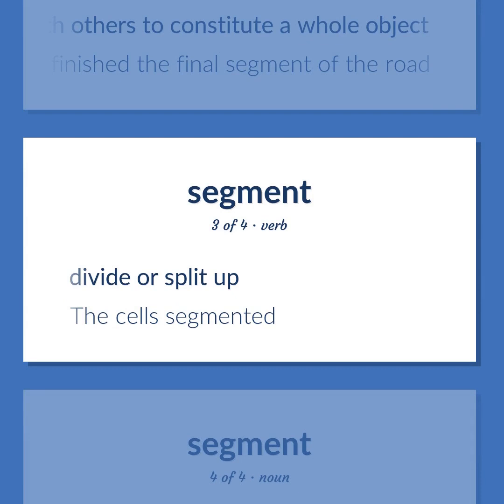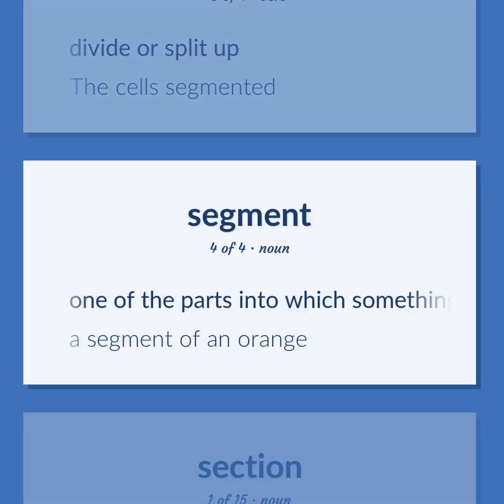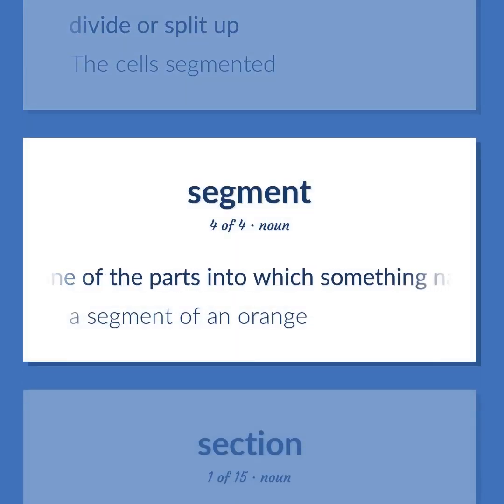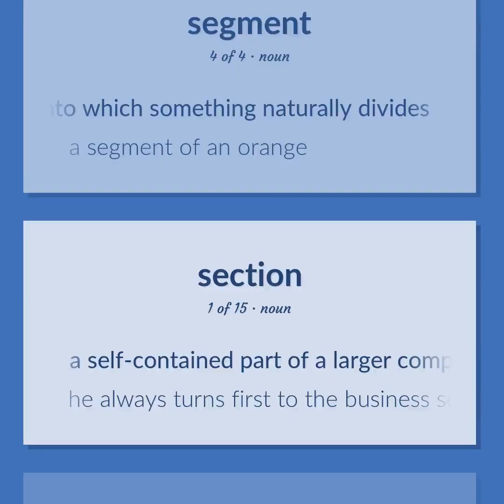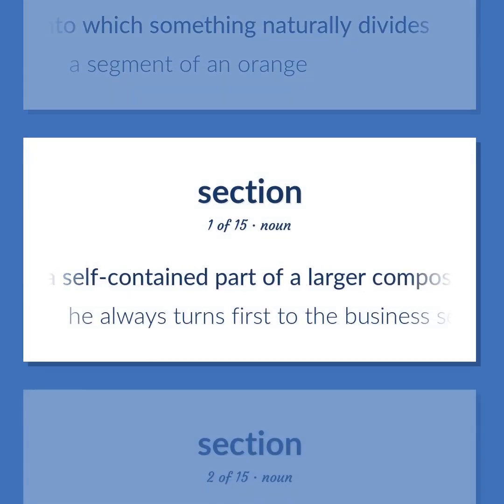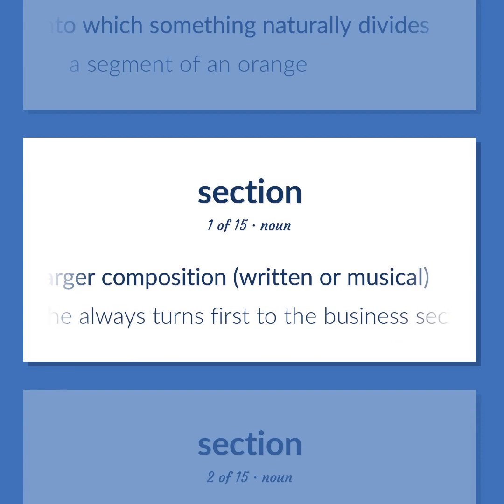Divide or split up. The cells segmented. One of the parts into which something naturally divides. A segment of an orange. A self-contained part of a larger composition, written or musical. He always turns first to the business section.